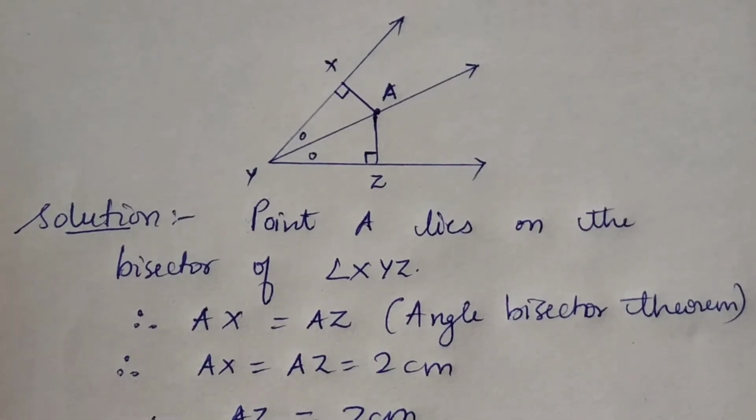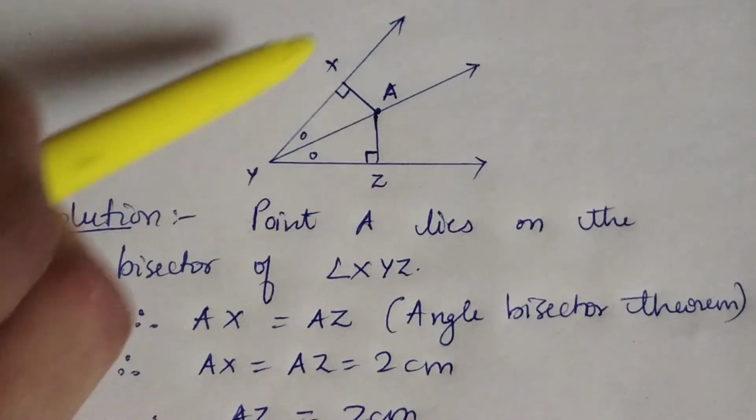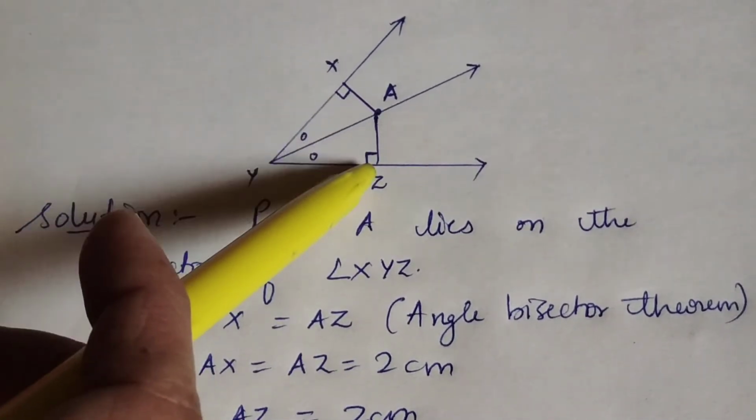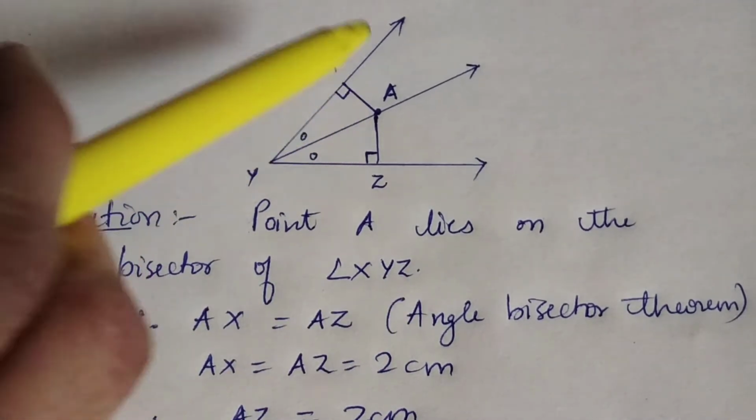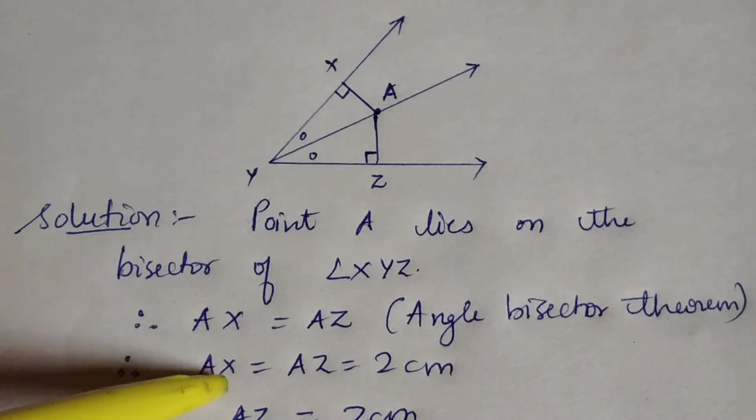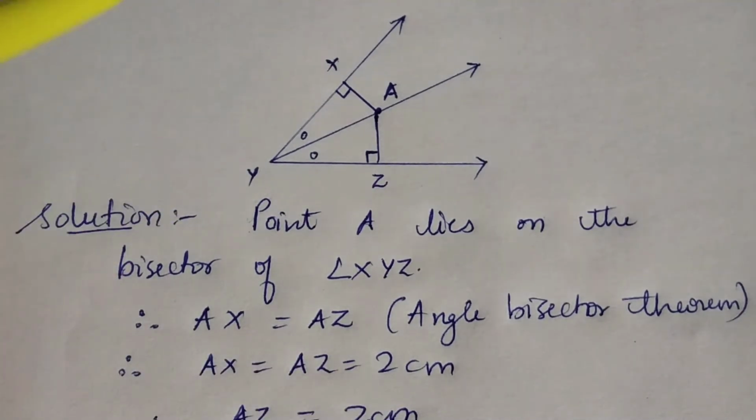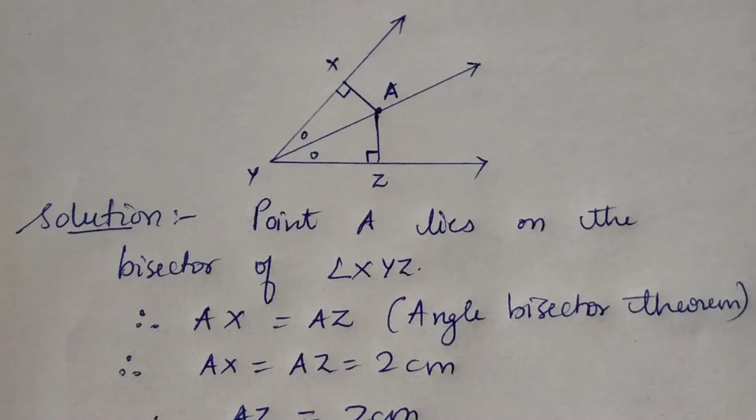So, how do we write this, children? See, we first mention that this point A is on the bisector of angle XYZ. We say that this point is on the bisector of angle XYZ, and therefore AX is equal to AZ according to the angle bisector theorem. If AX is 2 centimeter, automatically AZ, so therefore I write down AX is equal to AZ is equal to 2 centimeter. We have been asked in the question what is AZ. So in the final statement I write down AZ is equal to 2 centimeter.